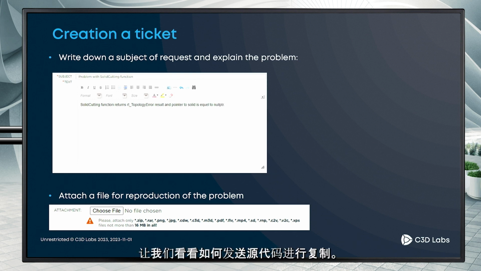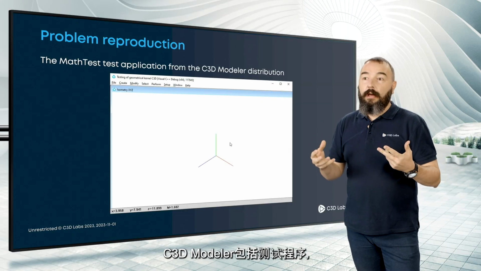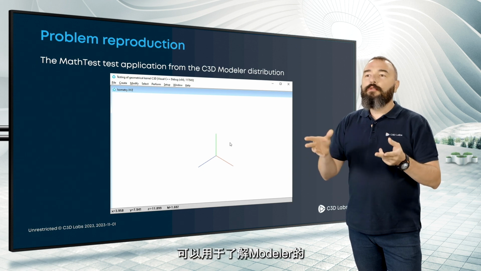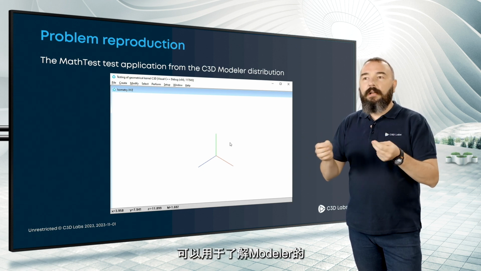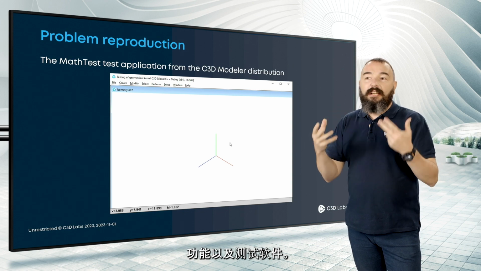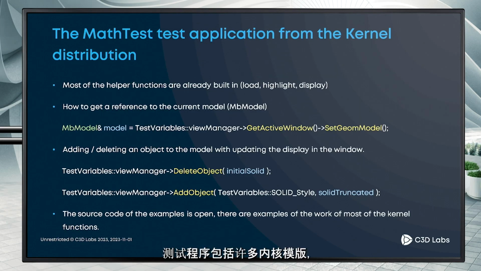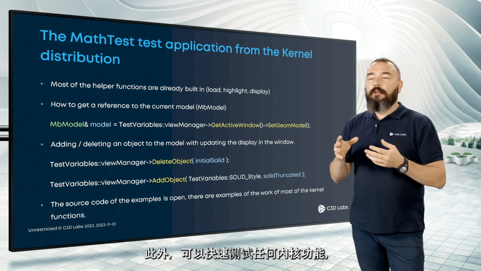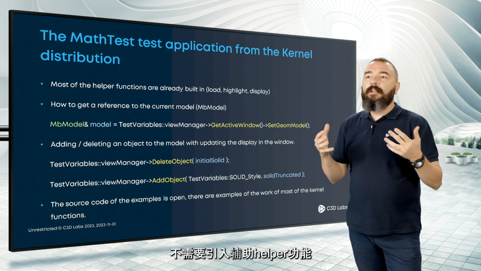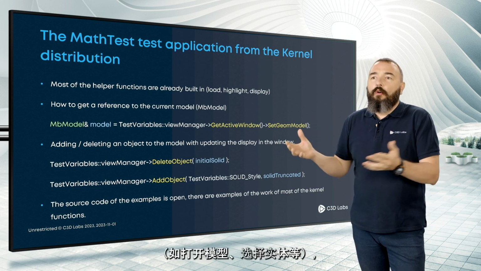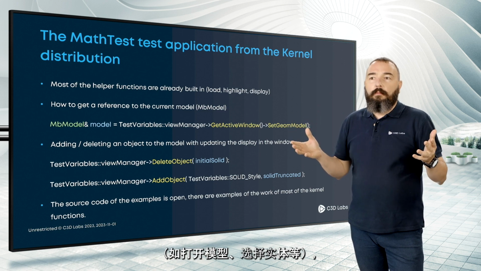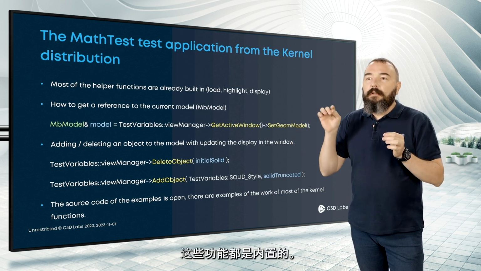Let's have a look at how you can send source code for reproduction. The C3D Modeler distribution has the test application. You can use it for exploring the use of modeling functions and classes and for testing purposes. The application includes a lot of examples of using the kernel. Exploring it is a good practice. Additionally, you can test any kernel functions quickly. You don't need to implement some helper functions for it, for example, opening a model or selecting a body. These functions are built in.